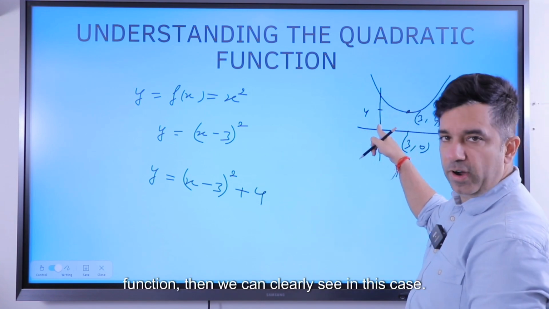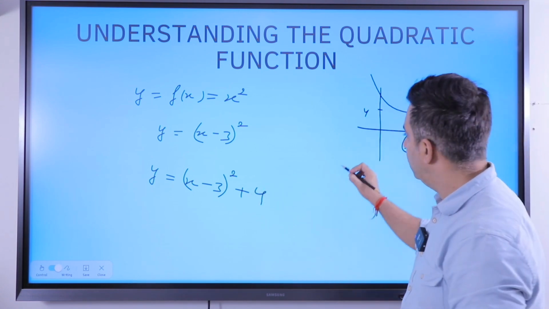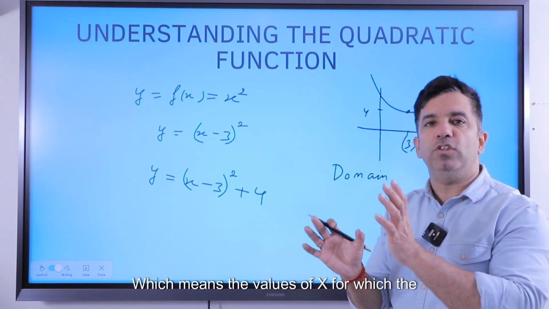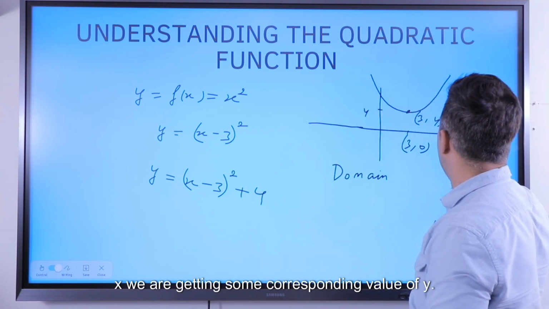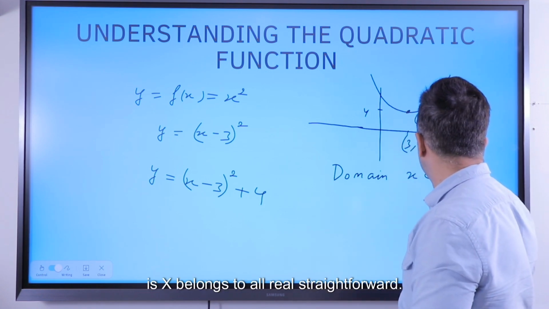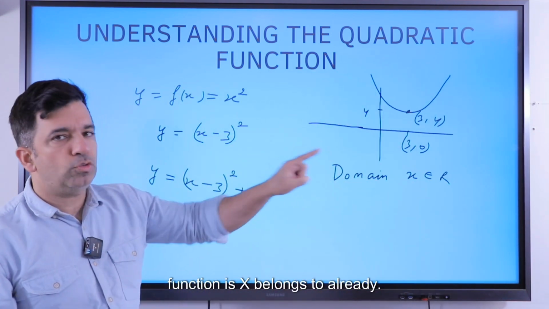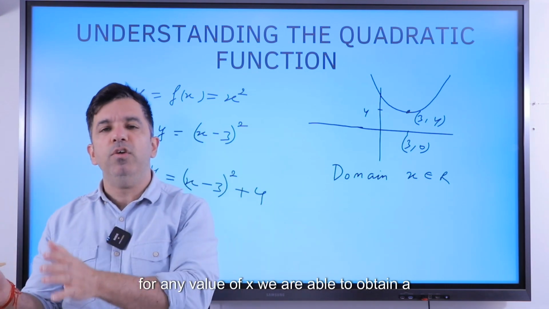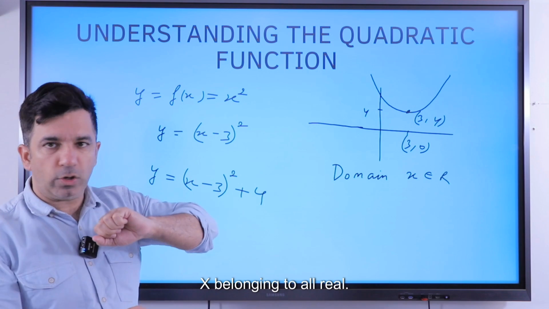When we know the graph of the function, we can clearly see, let's say if someone asks me the domain of this function, that the domain, which means the values of x for which the values of y are possible, is all real x. Whatever be the value of x, we are getting some corresponding value of y. We can directly see that this is the graph of a parabola, and for any value of x we obtain a corresponding value of y. So the domain of this function is x belonging to all real.